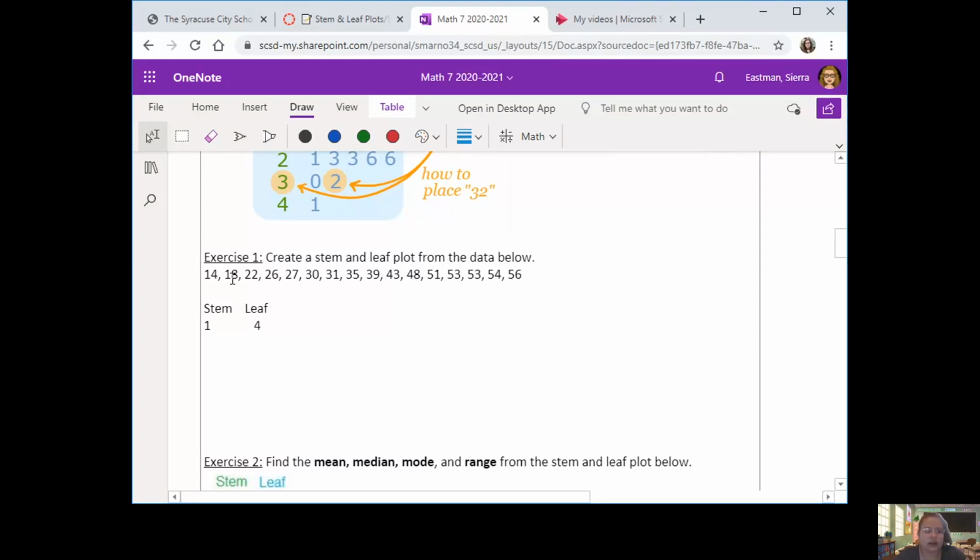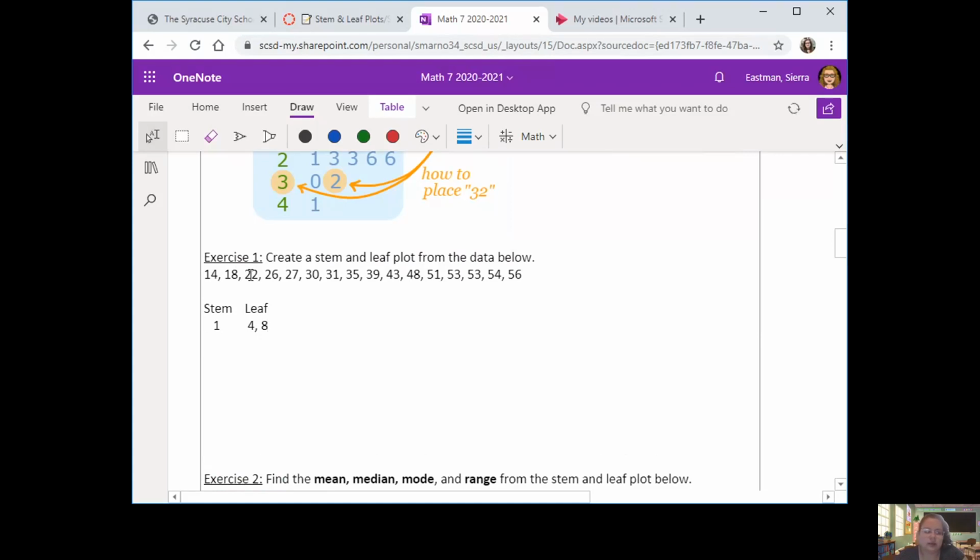The second number we have has the same stem, so we're going to leave it just like that. And then in our leaf column, you'll create that comma and put the 8. So you're basically just splitting each number into its digits. The third number has a different stem, so I'm going to press enter here, get that stem 2, and the leaf, which is also a 2. The next number has the same stem, so it's staying in the same group, but its leaf is 6. Then we have one with the leaf of 7.